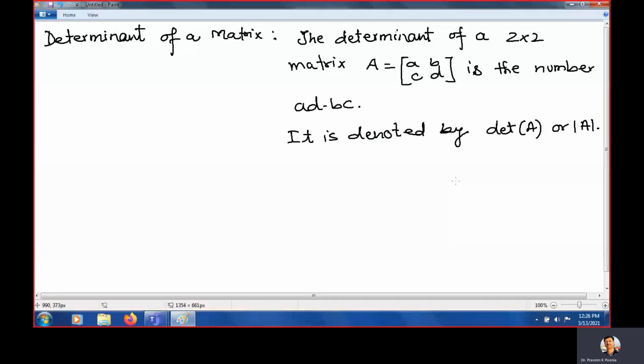Hello students. In this lecture, we are going to study topic 1.3, and the topic name is determinant of a matrix. Determinant is a very important topic in matrix as it is used to evaluate the solution of simultaneous linear equations. It is very helpful. In so many concepts, we use the determinant of a matrix.